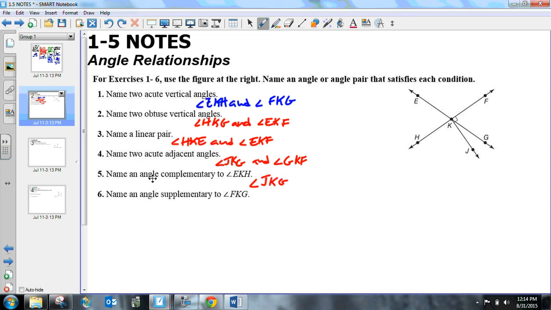All right, now it wants to know name an angle that is supplementary to FKG. We've got a number of options here. So FKG, I'm just going to go ahead and say angle FKE is supplementary, and that forms a linear pair, okay? So again, guys, you need to be able to look at a figure and draw some conclusions about what kinds of angles are congruent, which ones add up to 180, which ones add up to 90, okay?